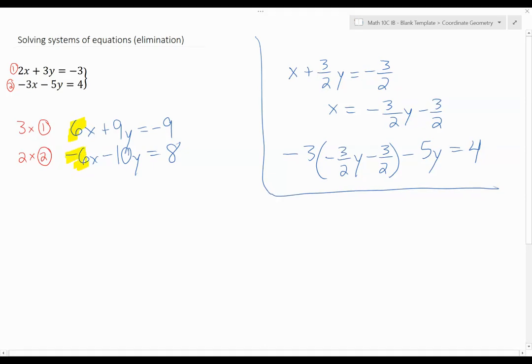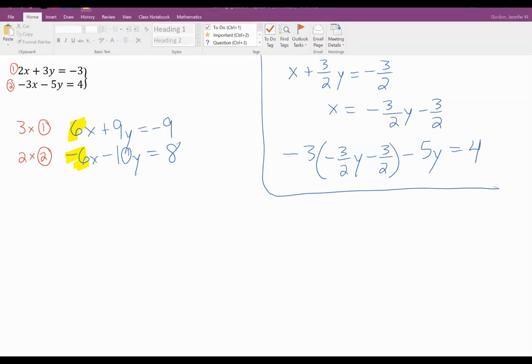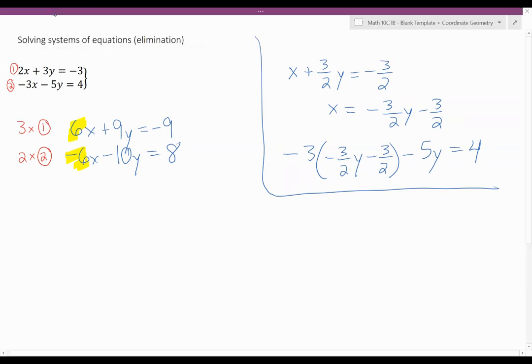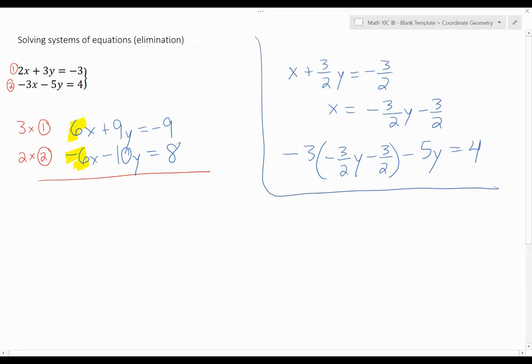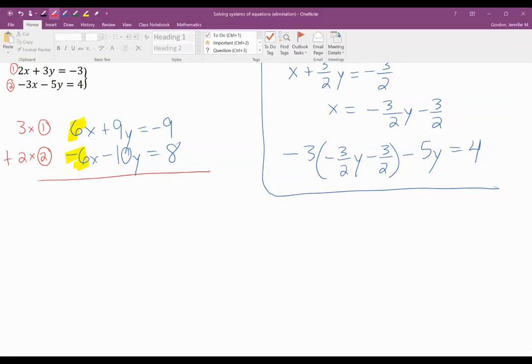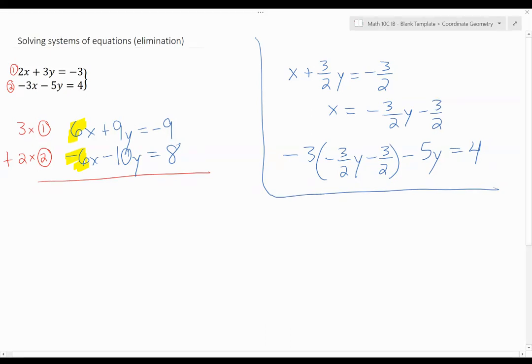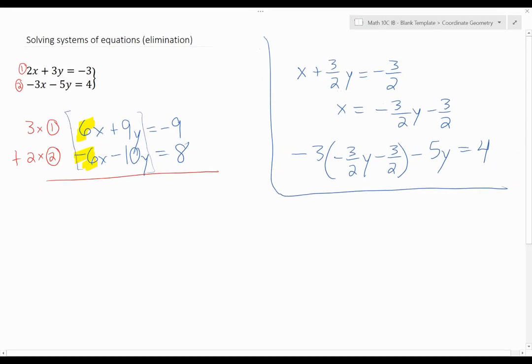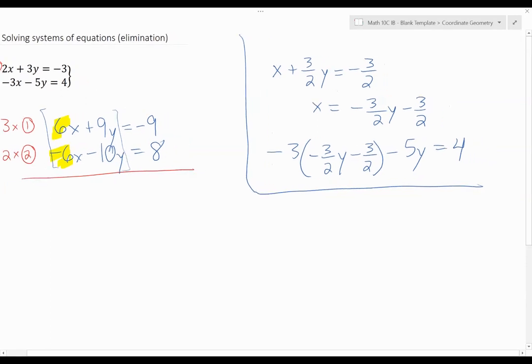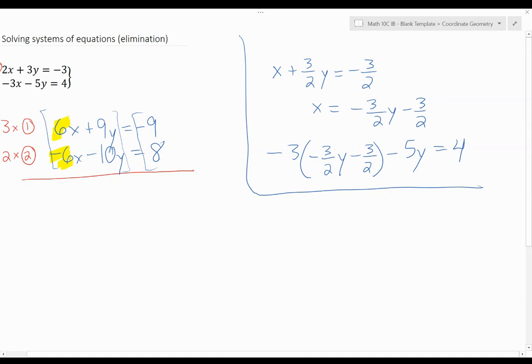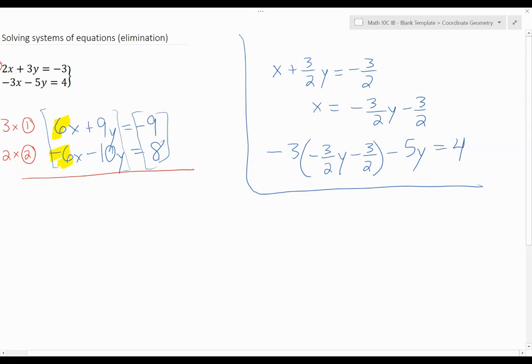And actually, them being opposite makes this a little easier, because what I can now do is add these two equations together. The reason I can do that without changing the truthfulness of everything is because if I consider the left-hand side of this equation sort of as one thing, if I add those two together, I'm essentially adding together negative 9 and 8 because the left-hand sides are equal to negative 9 and 8.